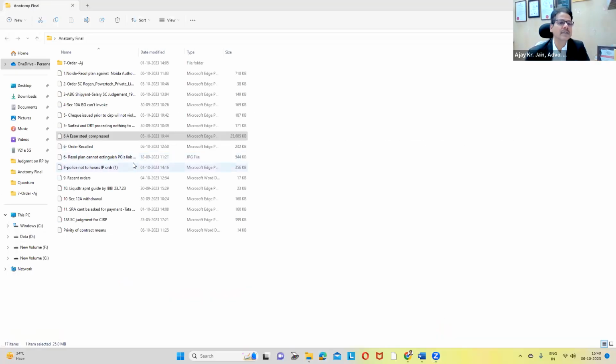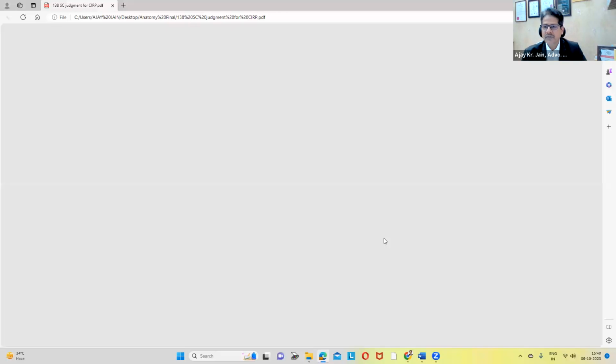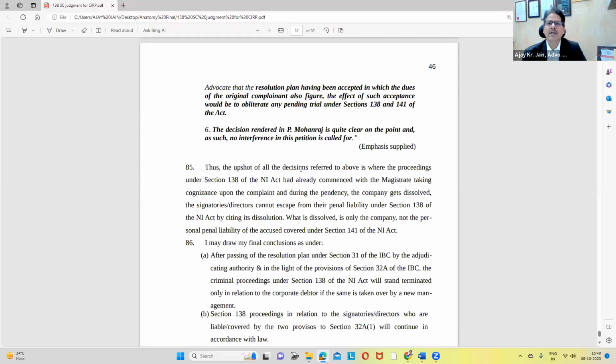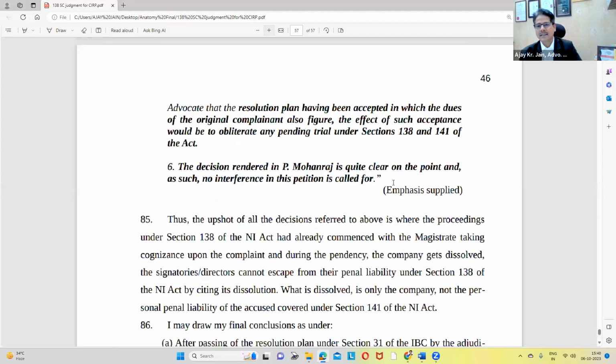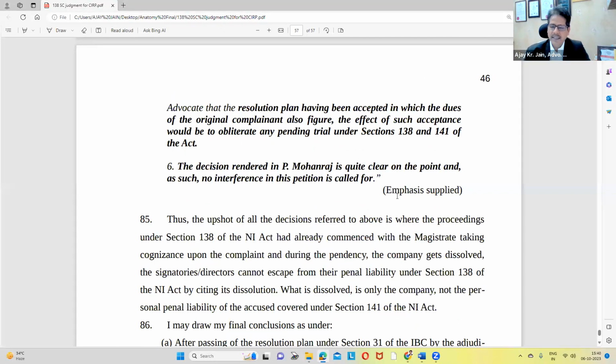Now come to SRA. Now, 138: cheque issued prior to the CRP period. A 138 case was going on against the CD and the director who signed the cheque. But the CD is immune under section 14 of the IBC. So the 138 proceeding cannot be continued against the CD because the moratorium has been imposed by the NCLT under section 14.